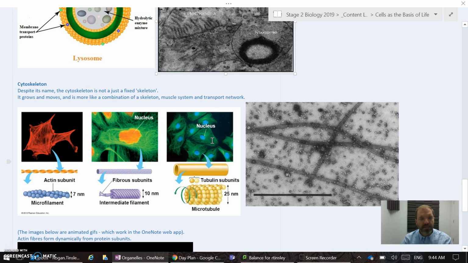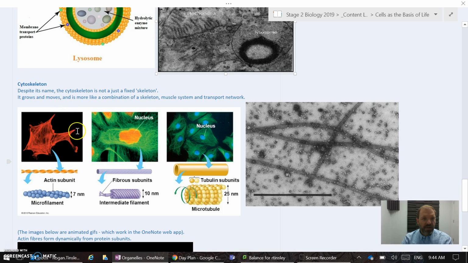Even though it's called a skeleton, it's not just like a skeleton. So we think of our skeleton as being a rigid, fixed structure that supports the cell, supports our bodies. The cytoskeleton does support the structure of the cell, but it's actually quite dynamic. It grows and shrinks and gets changed all the time as these subunits get added and taken away. So it's pushing and pulling and creating the cell shape.